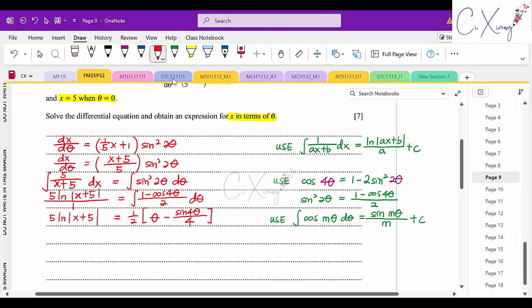Okay, then I have completed the integration, so I put a plus c on the right hand side. So this plus c actually includes the constant on the left hand side just now. All right, so you can see that I just put every constant in one letter only, which is a plus c. Okay, then let's continue further.